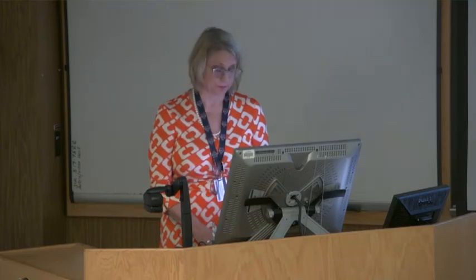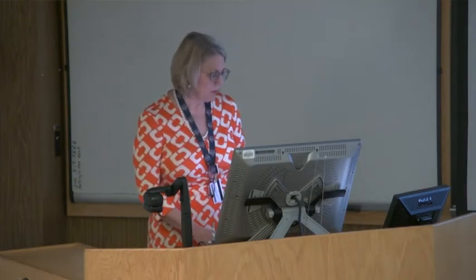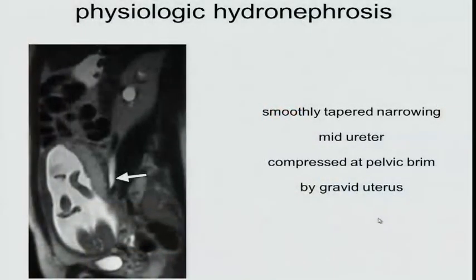Yeah. Okay, so when you're looking at axials, remember, you're always going to see the short axis of the stone. So if you really want to give an accurate stone measurement, you've got to look on the sagittals or the coronals, because that number will be important for them when they decide how to manage. So here we see a smoothly tapered ureter right at the point where the gravid uterus is going to compress it against the pelvic brim when that lady's in this recumbent position.